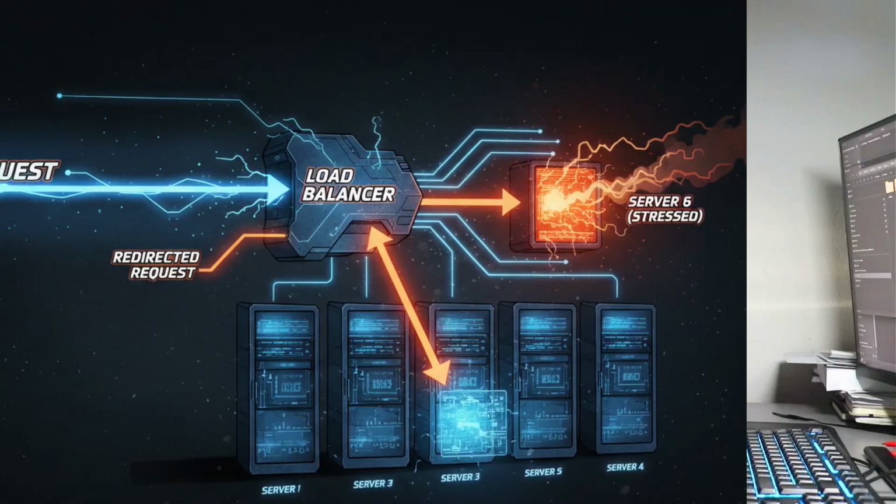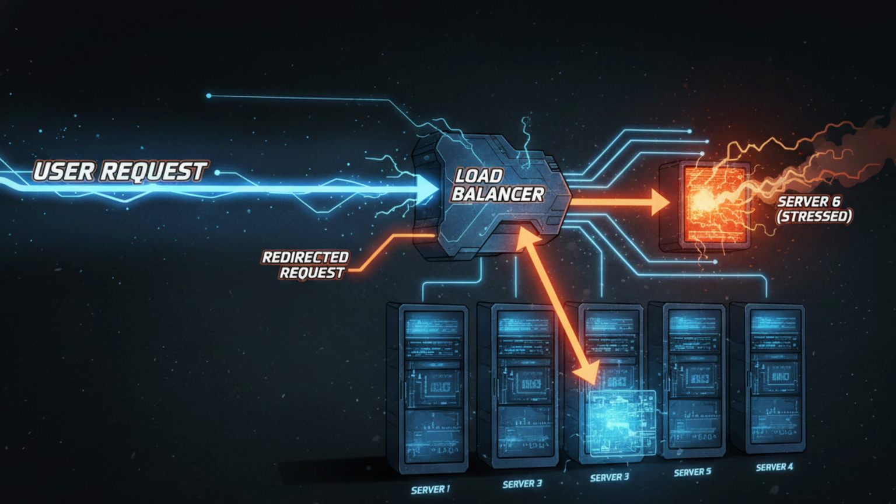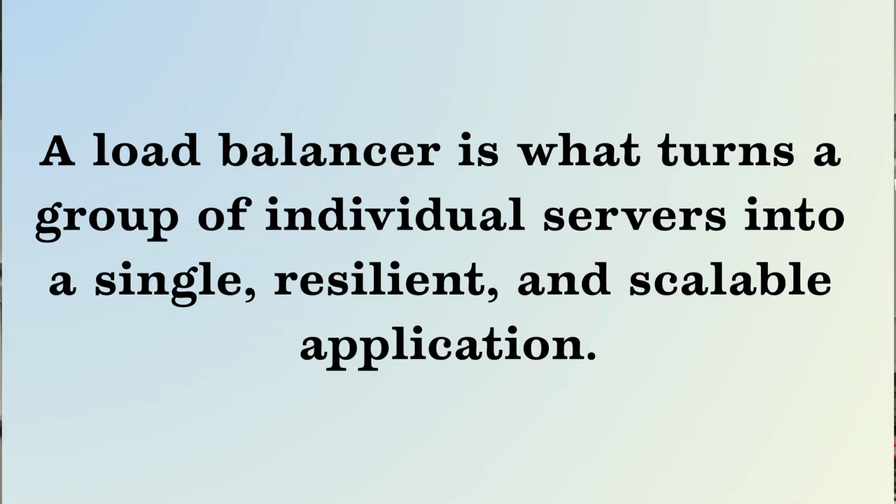You don't want them to have to remember a list of a dozen different IP addresses, and that's exactly where the load balancer comes in. It sits in front of all your servers and provides a single public entry point. When a user tries to connect, the load balancer catches that request and smartly decides which of the backend servers is best equipped to handle it, based on things like availability and current load. It's constantly running health checks, so it knows never to send traffic to a server that's down, and the key takeaway is this. A load balancer is what turns a group of individual servers into a single, resilient, and scalable application.